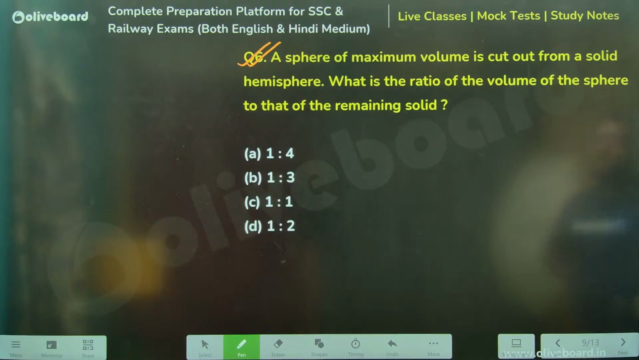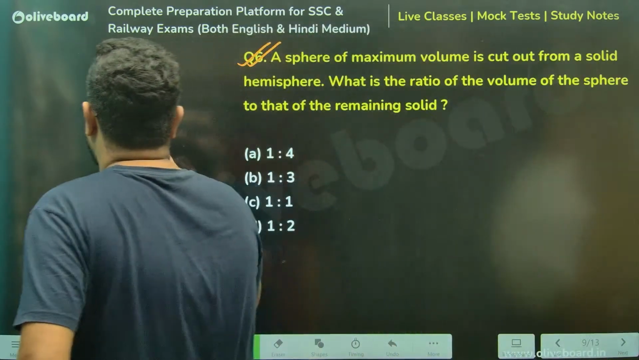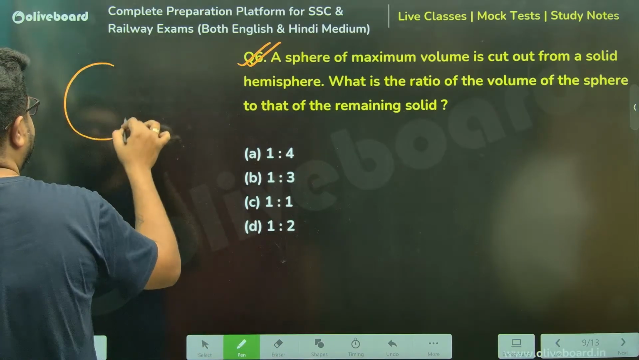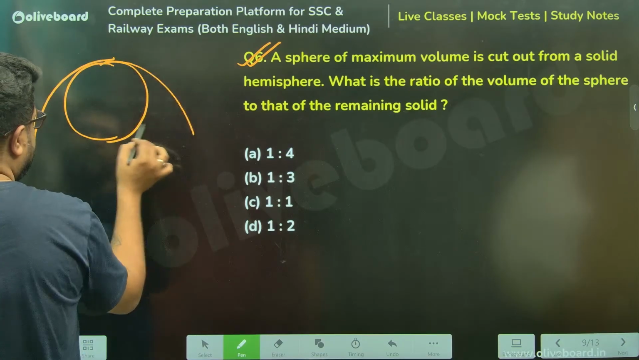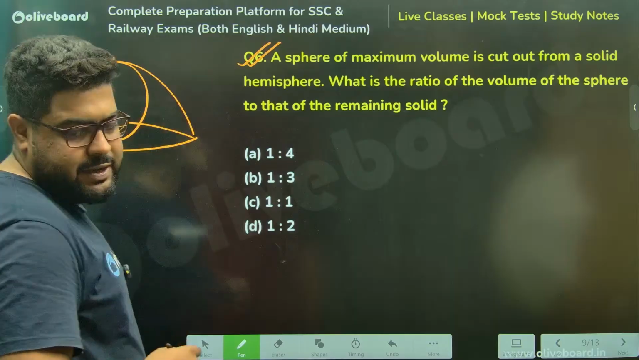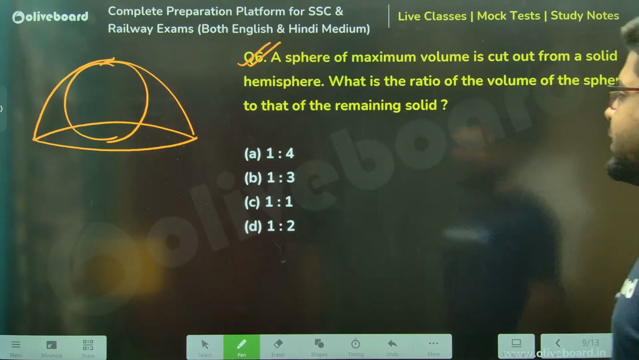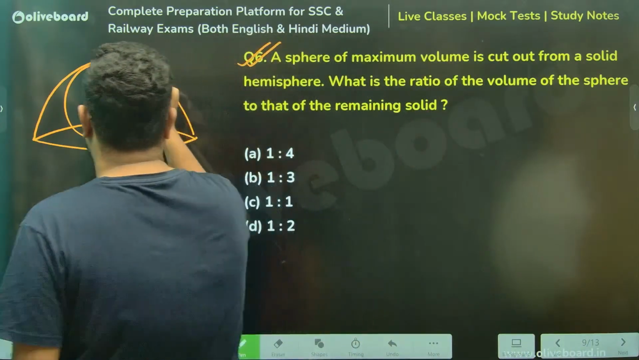A sphere of maximum volume is cut out from a solid hemisphere. Again, this is a very good question. The question looks a little tricky, sir. This is a sphere which has been cut out from a hemisphere. This is kind of the diagram. I've tried my best. It's not perfect, but again, it will work.